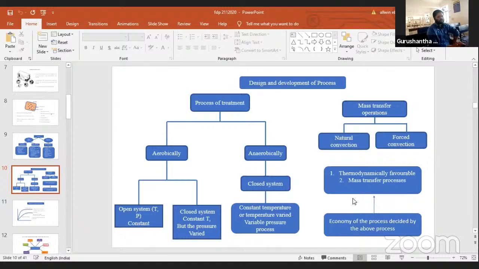With the help of these two processes, thermodynamically, we have to understand whether this process is thermodynamically favorable, and also how the mass transfer process has to be carried out, whether by natural convection or by forced convection. Why? Because these two processes decide the economy of the wastewater treatment process. Generally, as people in industry know, the money spent up to the reaction part is comparatively twofold lesser than what we spend in downstream processing. So we have to know that, and think about these different fields of science for the implementation of wastewater treatment.